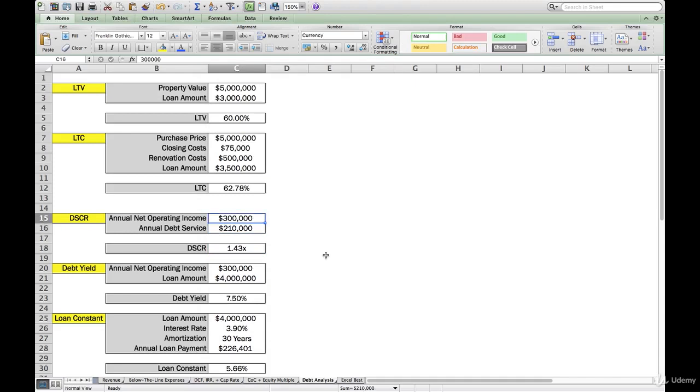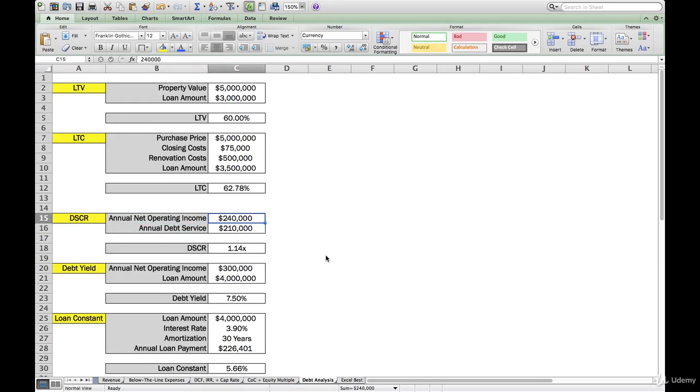So what happens if your net operating income goes down to, say, $240,000? Your DSCR drops pretty significantly. It goes down to 1.14x. So this would probably be lower than what a lender was looking at based on the deal, depending on the deal. But this is a very important metric for the lender, because if you can't cover your debt service with your net operating income, then the lender may not get paid.